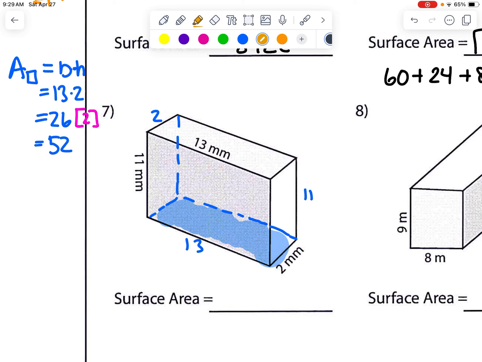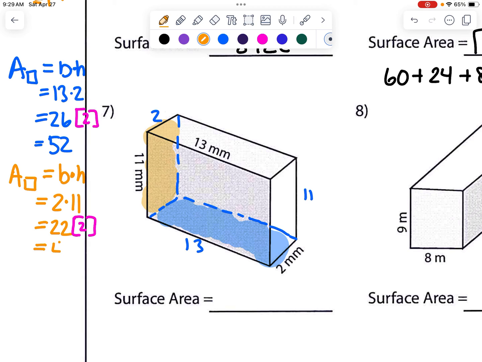Alrighty, next, this left side here, okay? The left side would be 2 times 11, which is 22. The left and the right side would have the same dimensions, same area. So 22 times 2 is 44.